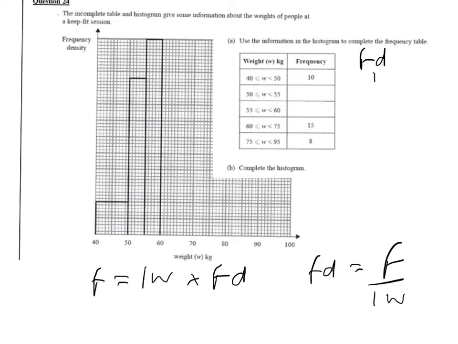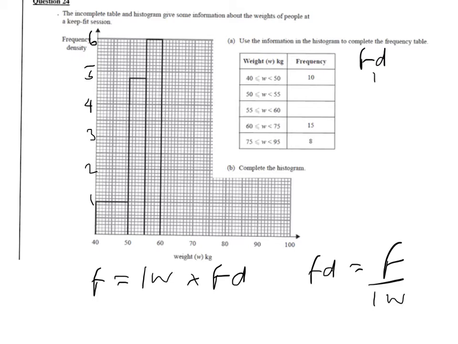Again, frequency is 10, 40 to 50 has a width of 10. 10 divided by 10 is 1. Now I can mark on the frequency density axis, I can mark the 1 in, and then that gives me an idea of the scale up the axes. So I can plot in the rest of the axes, which I'll need to read off information to do more work on this problem.